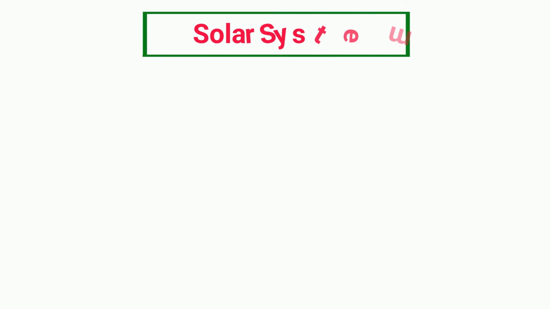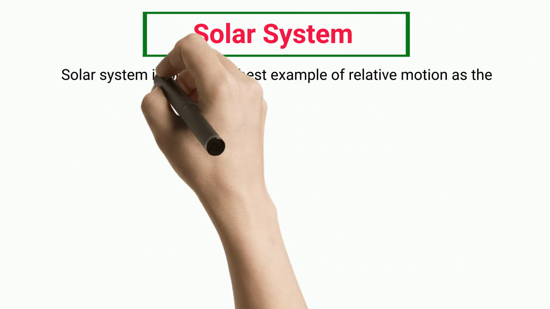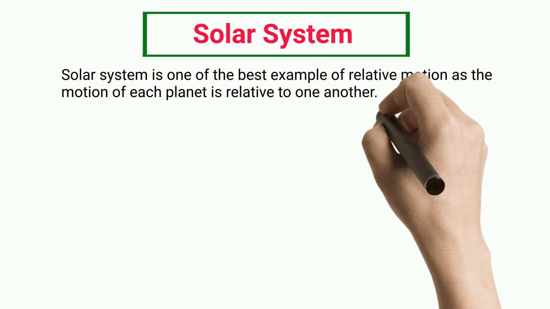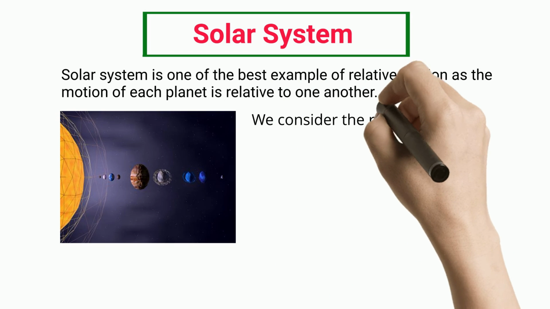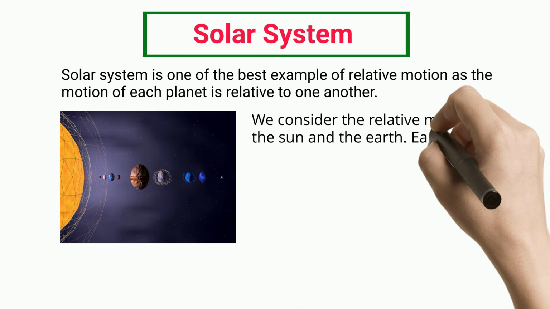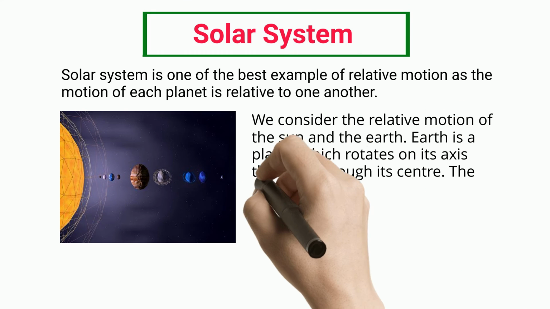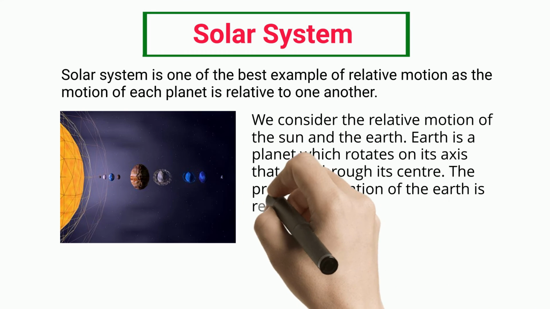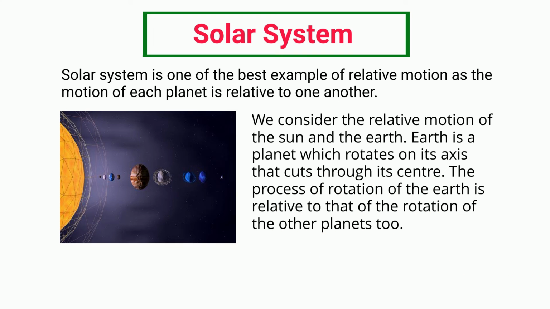Solar system. The solar system is one of the best examples of relative motion, as the motion of each planet is relative to one another. We consider the relative motion of the Sun and the Earth. Earth is a planet which rotates on its axis that cuts through its center. The process of rotation of the Earth is relative to that of the rotation of the other planets too.